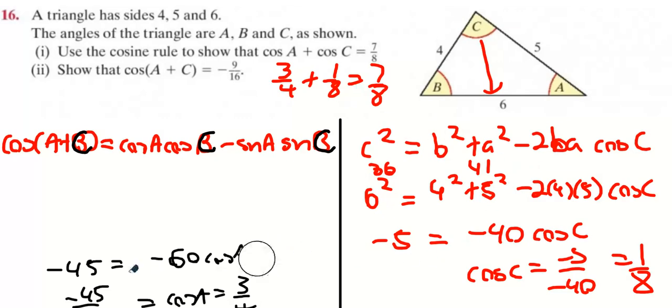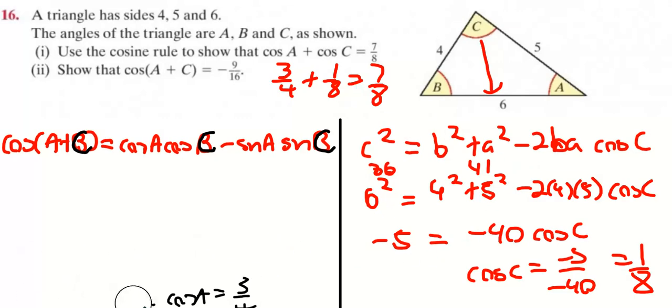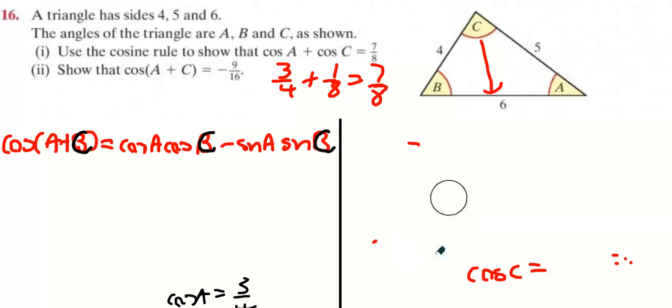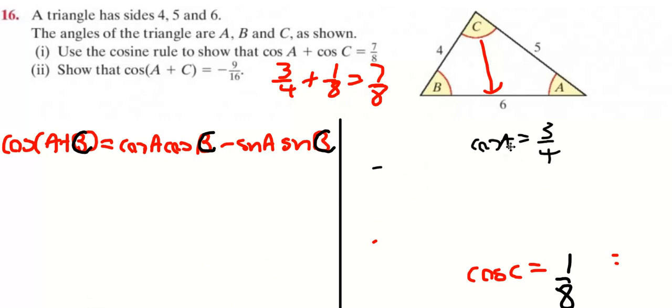Another issue. I know what cos A and I know what cos C are. Okay? I know that cos A is 3/4, and I know that cos C is 1/8. What's my problem though? I don't know what sine A and sine C are, so that's an issue. So we got to fix that. So here's what I'm thinking.